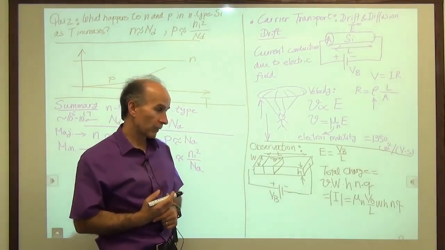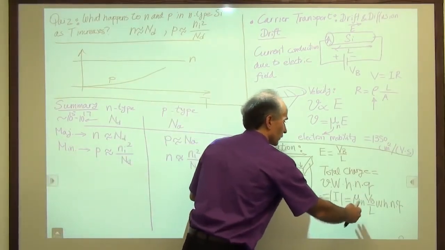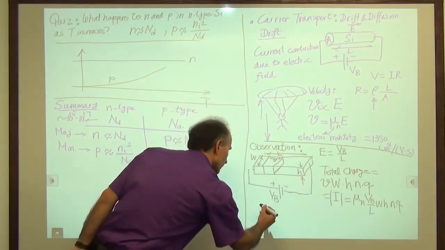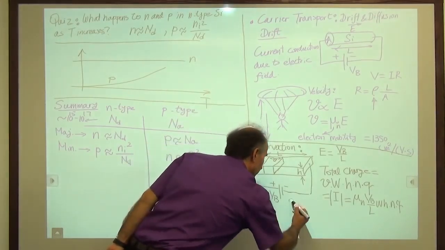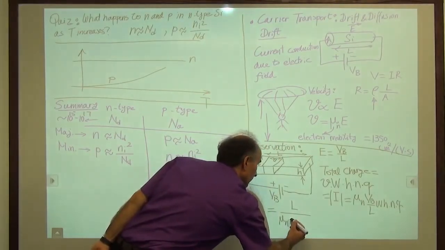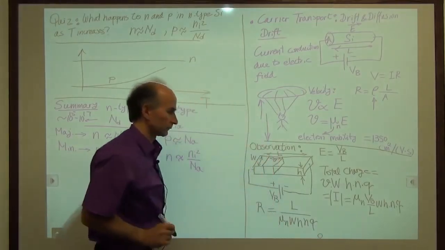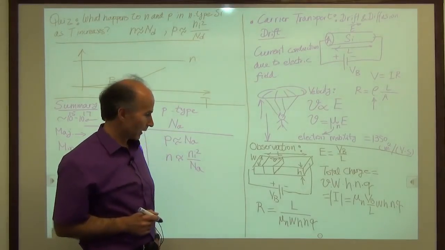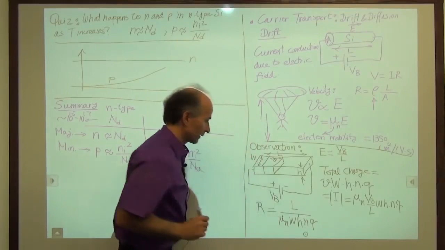Okay, can we find a resistance? Sure, we have a voltage, we have a current, so everything that's multiplied by the voltage is 1 over the resistance. So we can say that the resistance is equal to L over mu n W H n q. So far so good? Okay. So this is H, that's n.